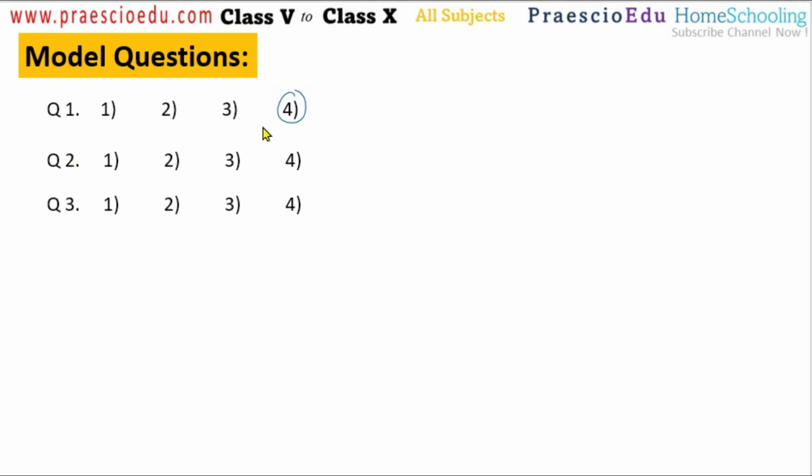Now question number 2. If elephant is called tiger, tiger is called rabbit, rabbit is called lion, and lion is called bear, then what will be called our national animal? As we know, national animal is a tiger, but we are not calling tiger a tiger. We are calling tiger now a rabbit. So national animal will be rabbit. Rabbit is given in option number 2.